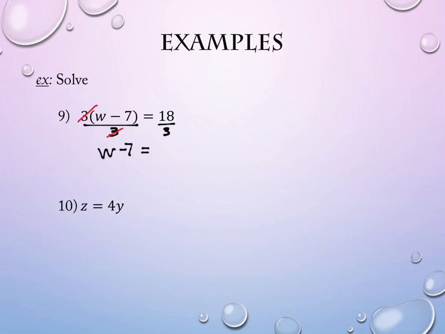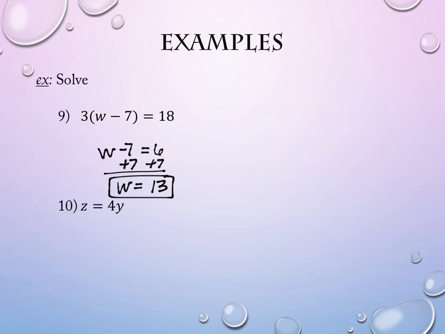What's 18 divided by 3? 6. And then what would I do? Add 7. 6 plus 7 is 13. That's the quickest way to do this problem. Most of the time, I see students do it from a different perspective. So instead of this, they take the problem and they distribute the 3 through, which is totally fine.